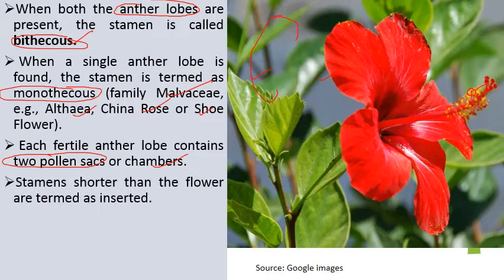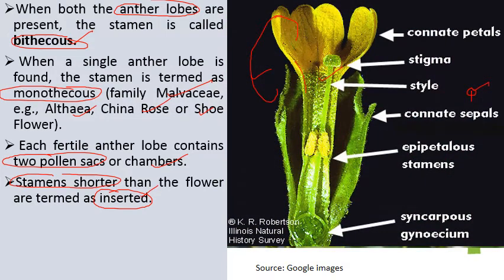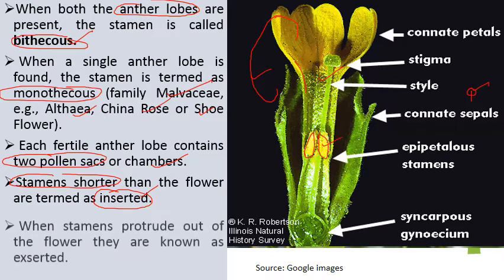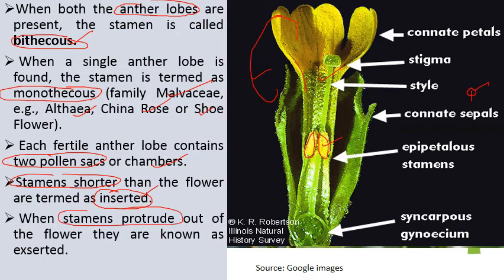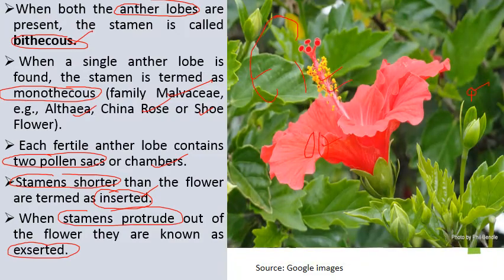And flowers in which stamens are shorter than the flower, it is termed as inserted. जिसमें जो stamens हैं flower से height में कम रहते हैं, they are inserted stamens. When the stamens protrude out, they are termed as exerted. For example, in this case, जो stamens हैं ये flower के बाहर आते हैं, then we use the term exerted.